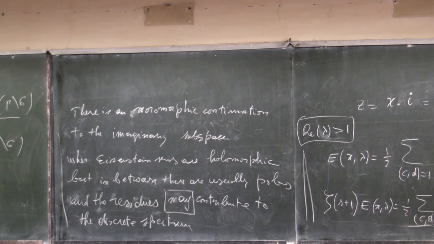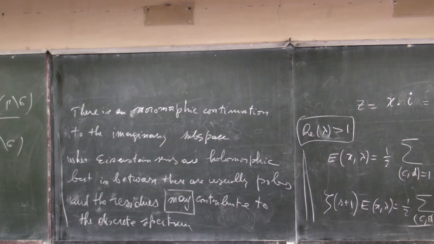So this will be the space where lambda is. This is a complex plane where lambda is. Yes? What does it mean, imaginary subspace? Imaginary subspace. What do I mean? Wait, there are poles. I will tell you what it means. I will tell you in a second, at least in a simple case.